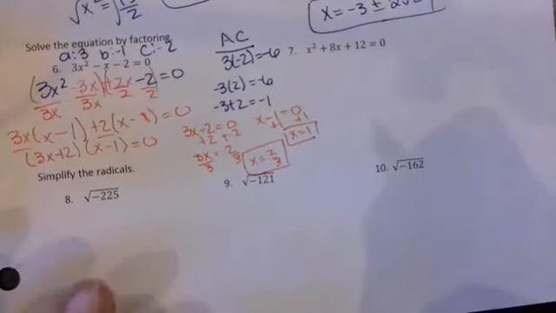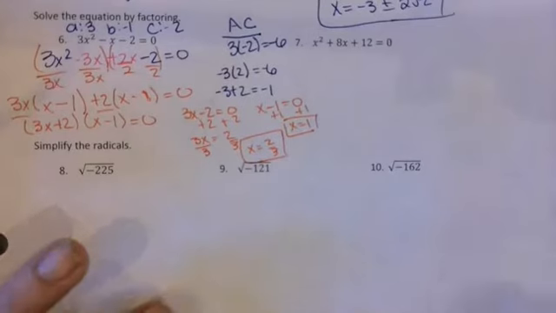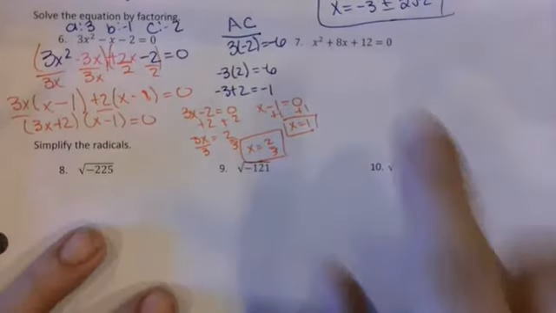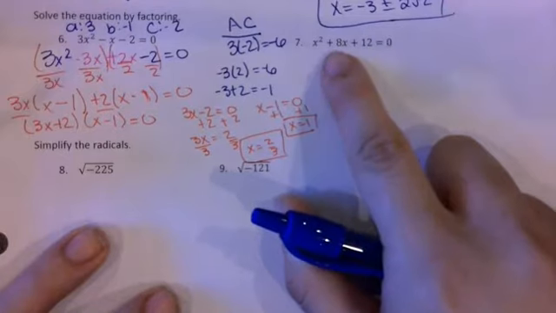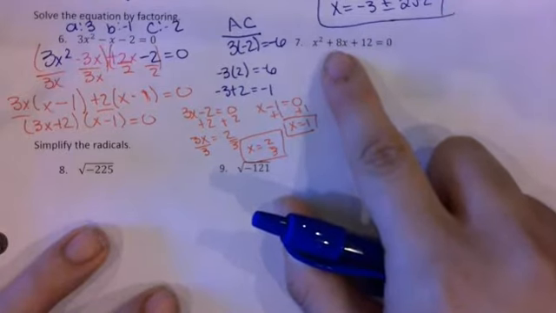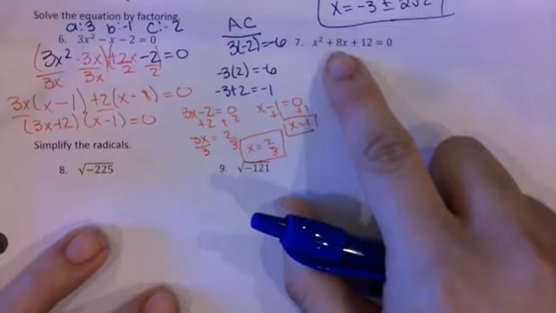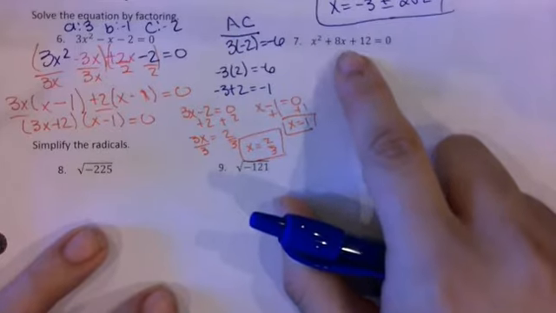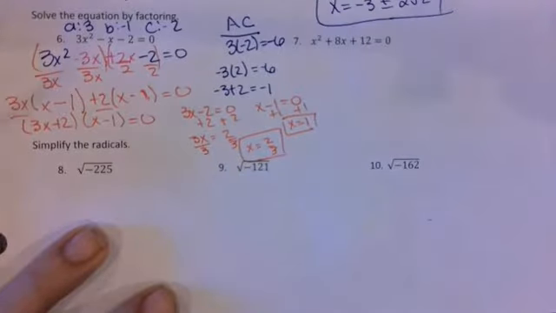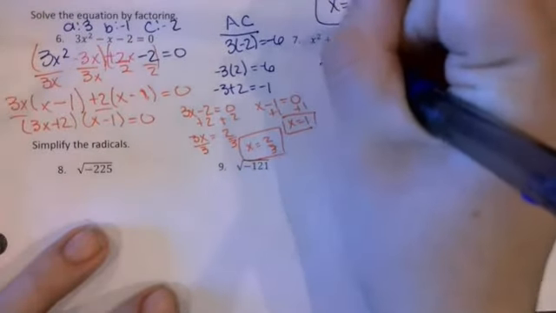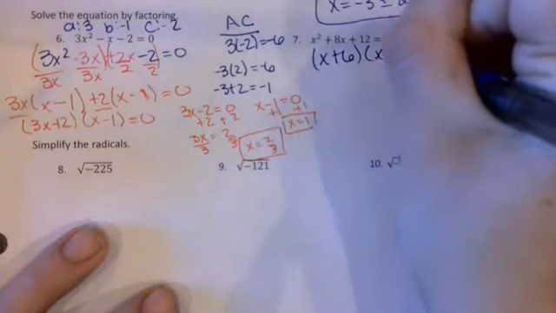On my second equation, this one is a little bit easier because I don't have the number out front. I'm only looking for what multiplies to 12 and adds to 8. So 3 and 4 multiply to 12, but 3 plus 4 gives me 7. That doesn't work. 6 and 2 multiply to 12. 6 plus 2 does equal 8. So I'm going to have x plus 6 and x plus 2.